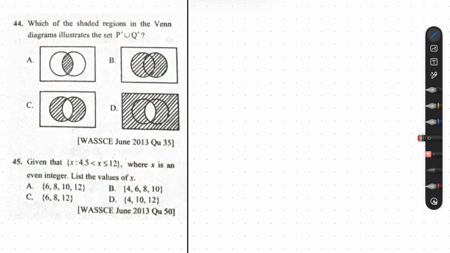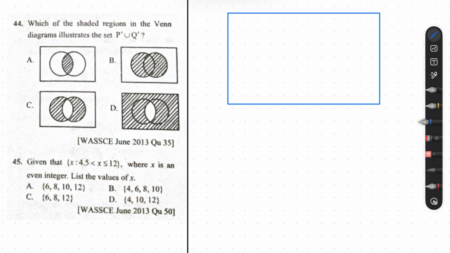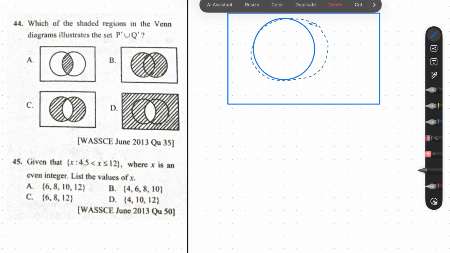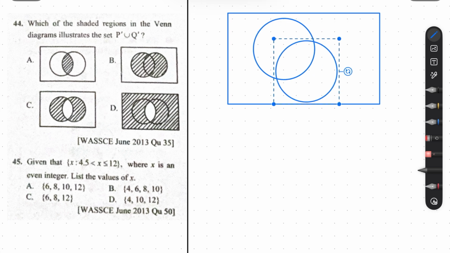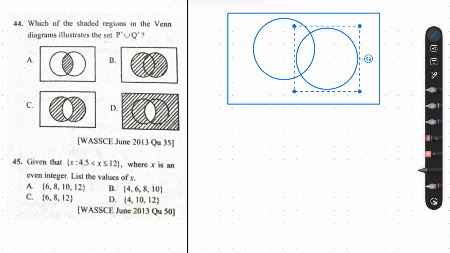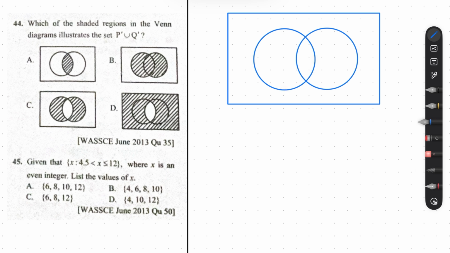So now let's write down P complement. Let's draw a box so we can see it clearly. Okay, so we have a box here. Now let's draw our two circles. First circle, then we take that circle and duplicate it. So these are our two circles. Now this is P and this is what?